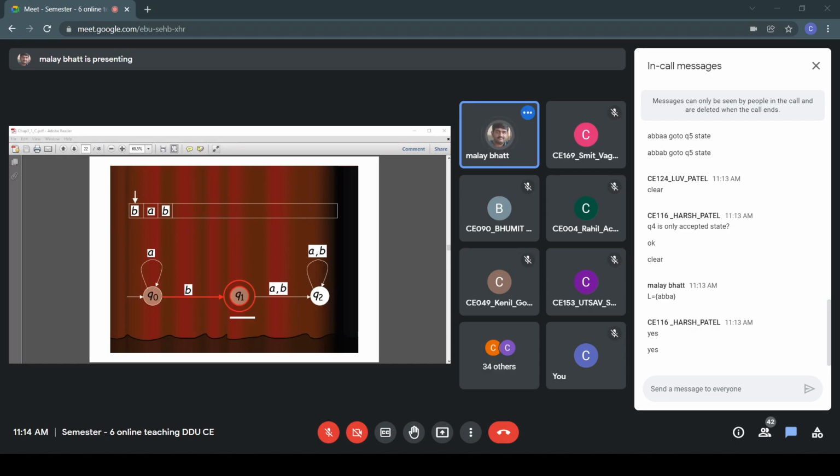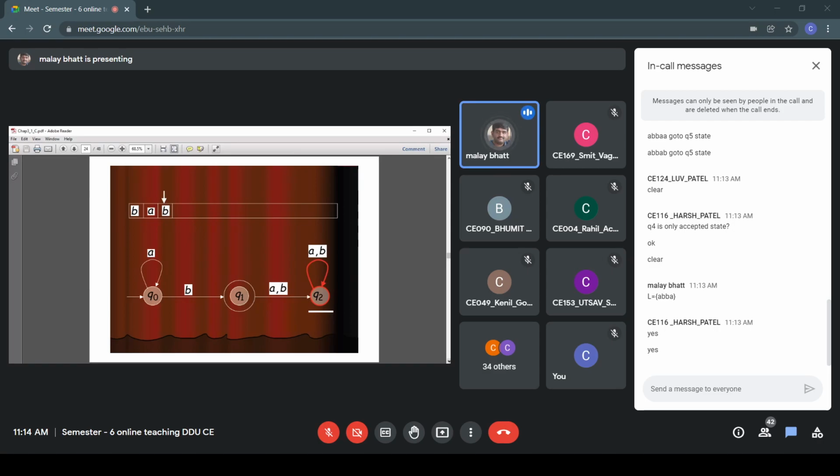From Q1 on input A we will go to the Q2 state. Still it is not the end of the input. Right? Still we have to read the input to see the effect. Now the last input symbol is B. So from the Q2 state on input B, we will remain in the Q2 state because there is a self loop.